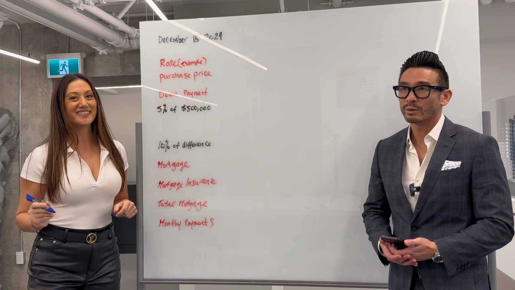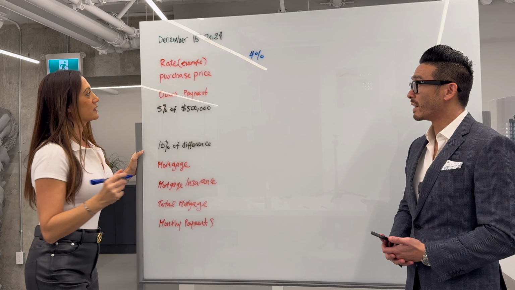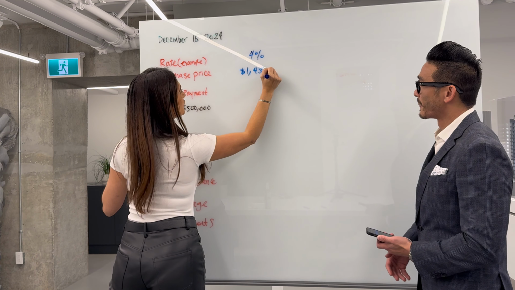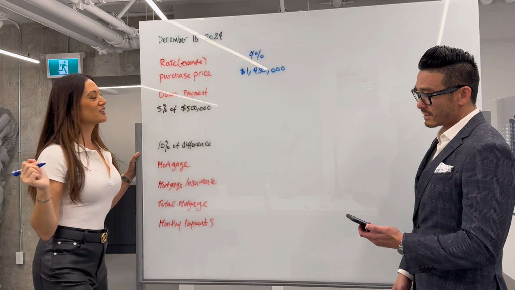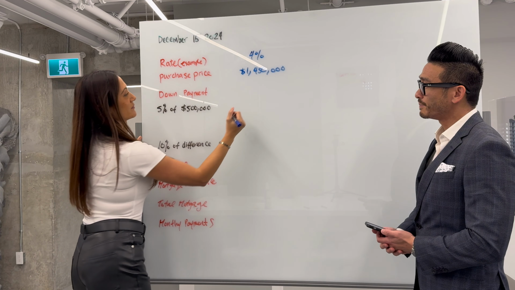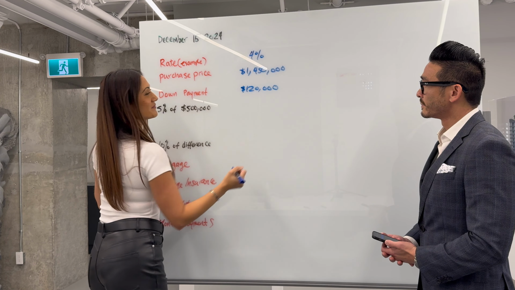Let's, for example, use 4% as the rate. And for the purchase price, let's say 1.45 million, because we want to go under 1.5 million. And so the down payment on that, the minimum, would be 120,000.